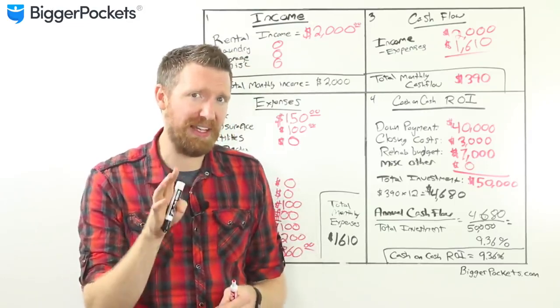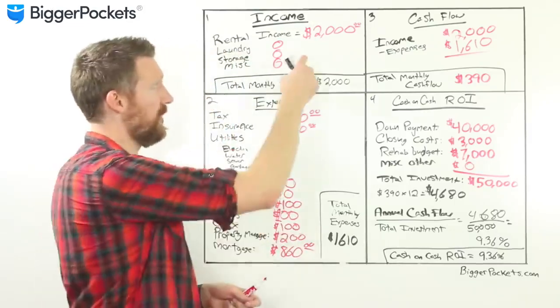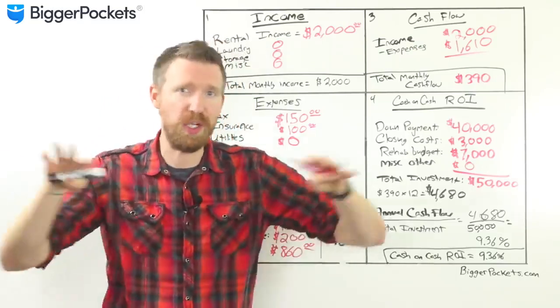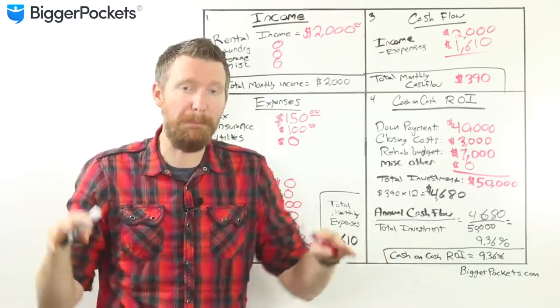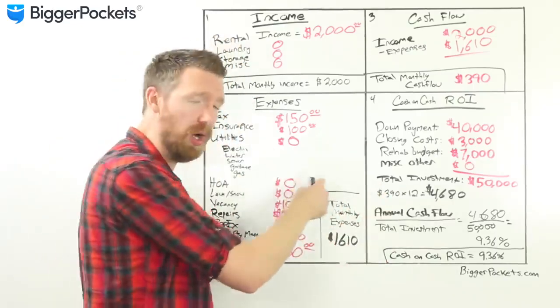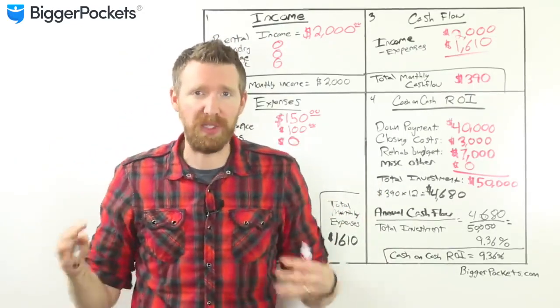What if that property wasn't worth $200,000? What if we got an amazing deal and in reality, all the other duplexes in the area were selling for $1 million? I mean, let's just be crazy, $1 million. So we could turn around tomorrow and sell this property for $1 million.